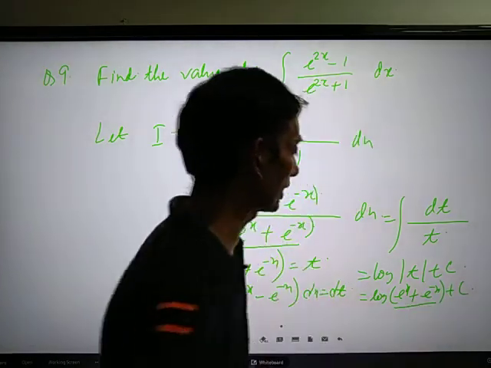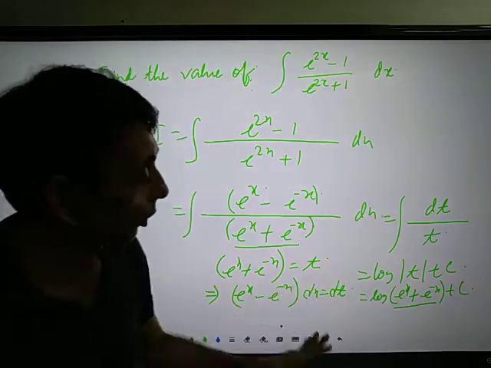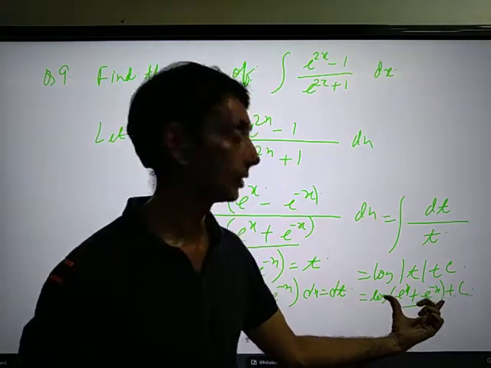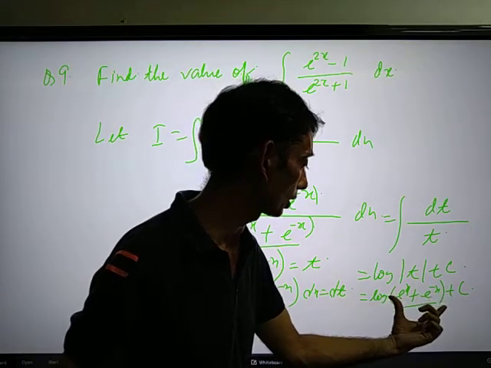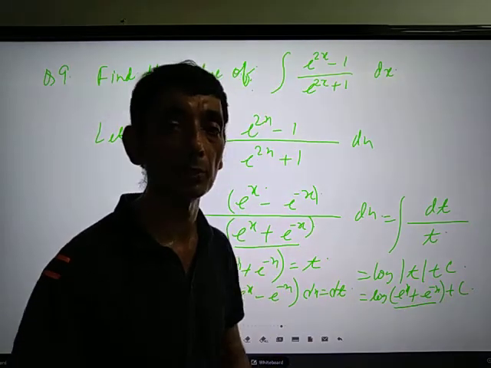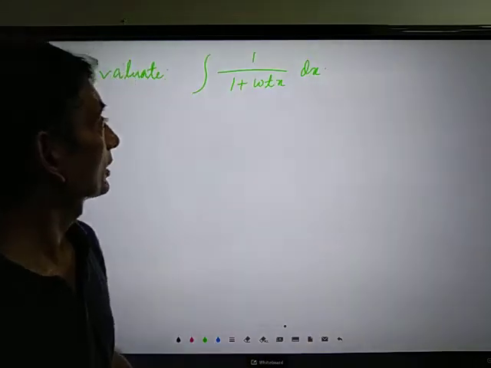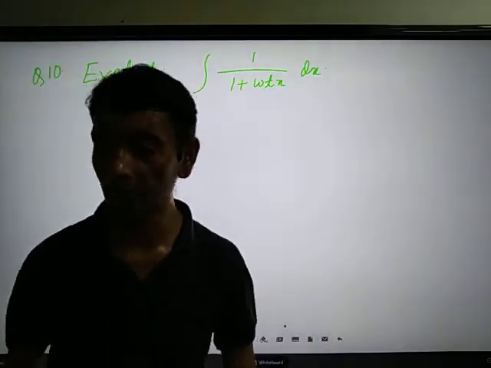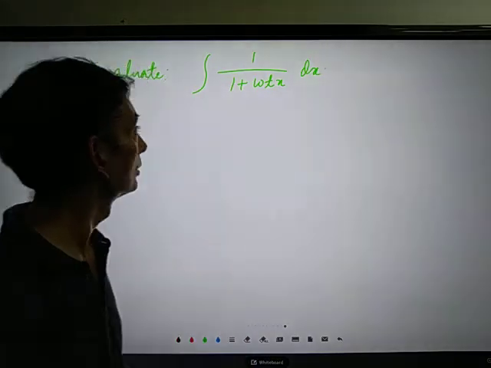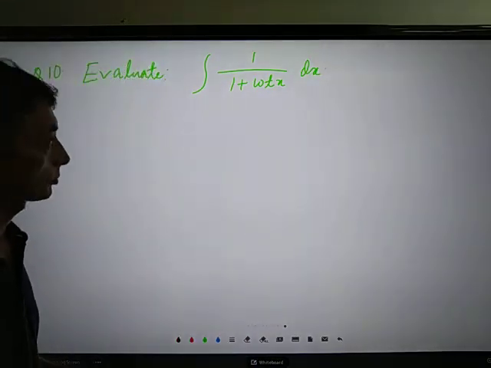Since e to the power x plus e to the power minus x is always positive, we can write only the first bracket, that is log of e to the power x plus e to the power minus x, plus c. Okay, so let's take the last question for this first video on indefinite integrals.